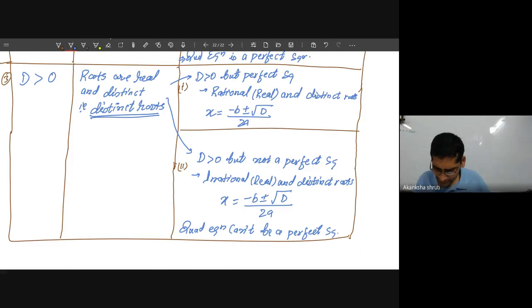So this is true even for both 1 and 2, when the roots are distinct, then the quadratic equation cannot be a perfect square. Okay, that you have to keep in mind. This is the note for this 3. So it is even for 1 and 2. In both the cases, we have to keep this in mind.